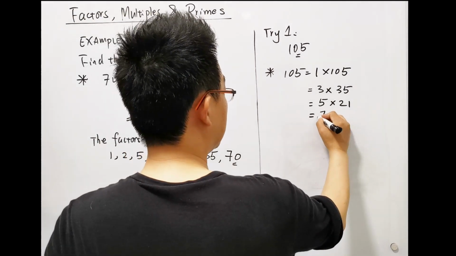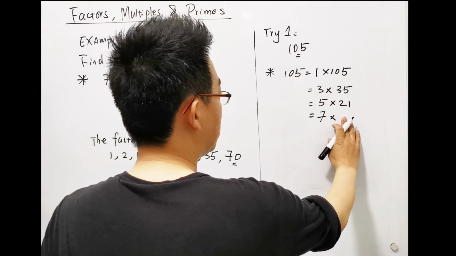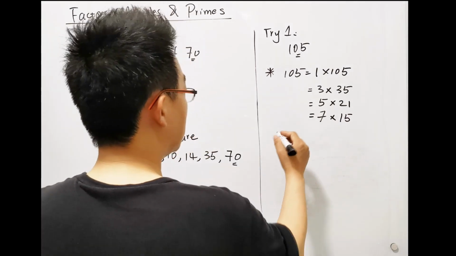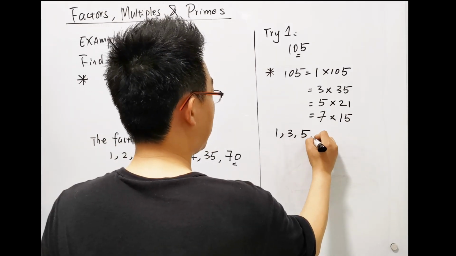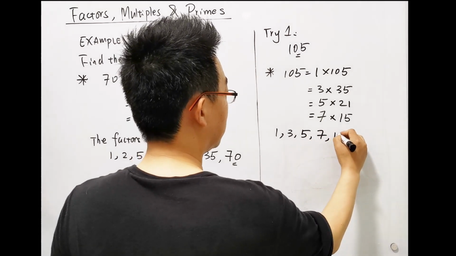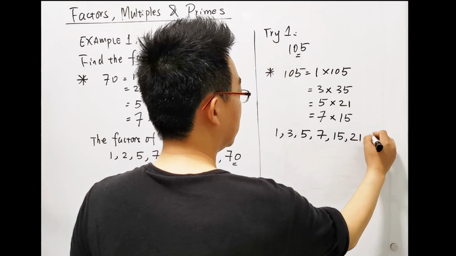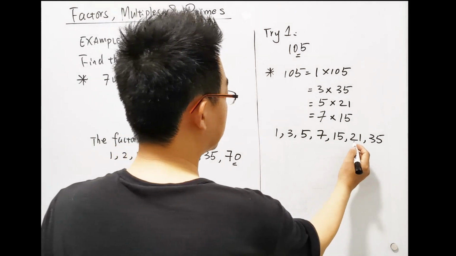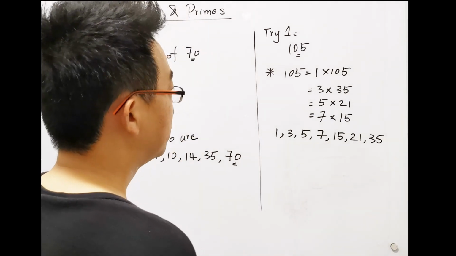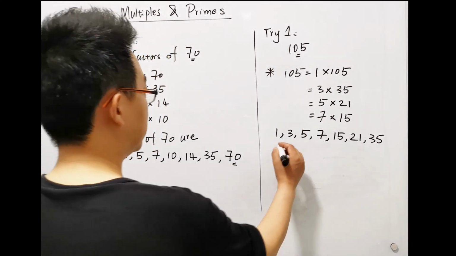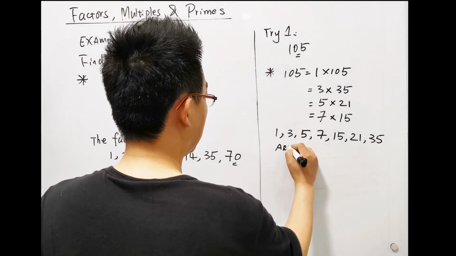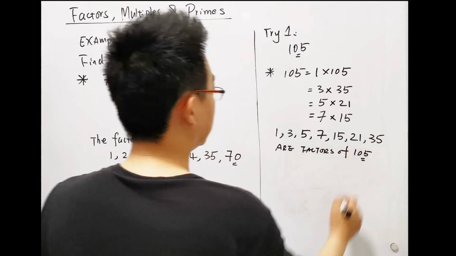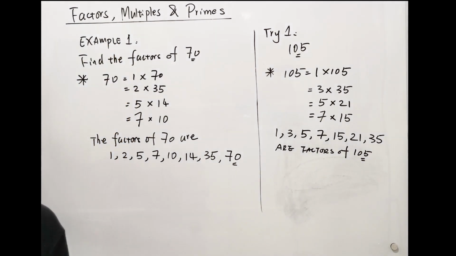In this case, we also come 7, 7 times 15, right? Okay, so we find out all the factors. So 1, 3, 5, 7, 15, 21, 35, right? 35. So in this case, we have 1, 2, 3, 4, 5, 6, 7. So we have 7 of them. So they are all factors of 105. Okay, so we can find the factors of all these numbers, right?